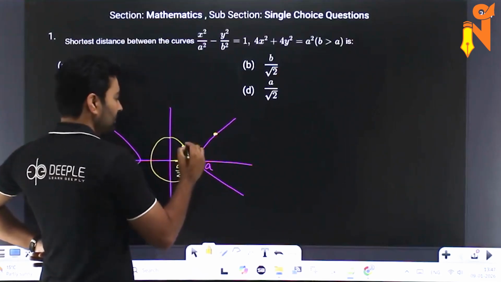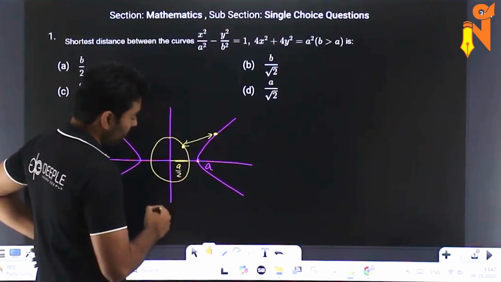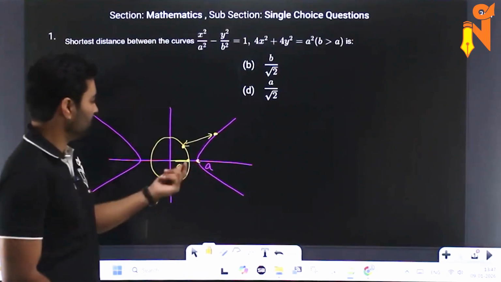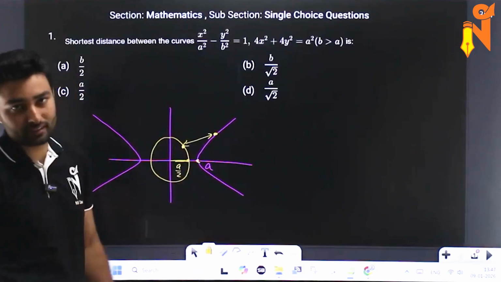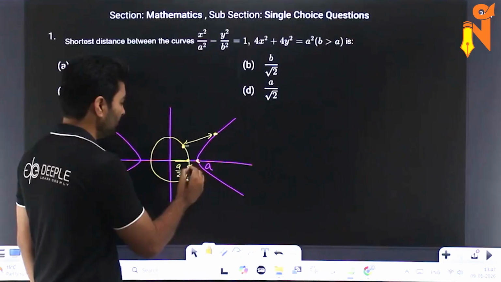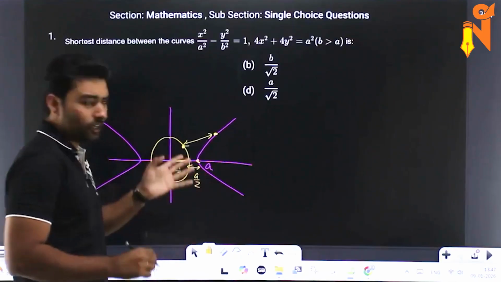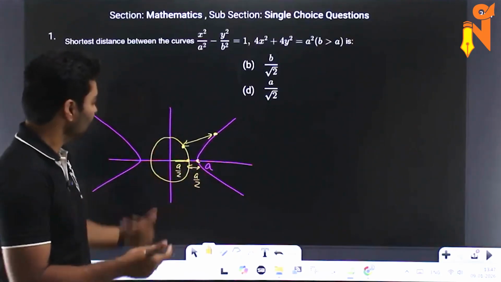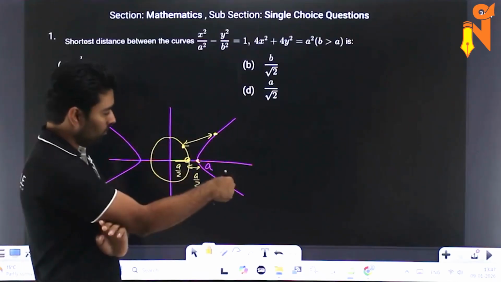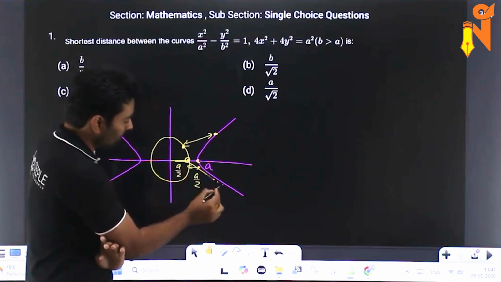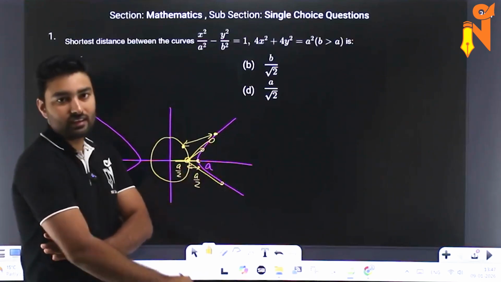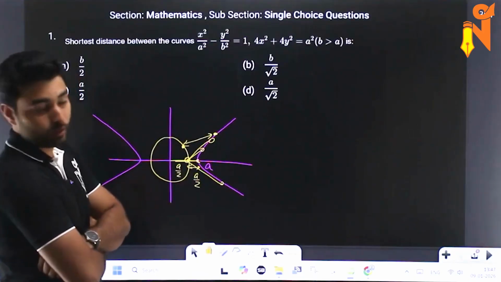So obviously this is more length. Now you can observe here, this is the point. You can see this is the minimum distance between 2 points, right? How much is this? This is obviously a minus a by 2, which is a by 2. If you take any other point than this one, and take any other point on this hyperbola, obviously this will be more length. This is the minimum. I think this is a very easy question, so the answer is a by 2.